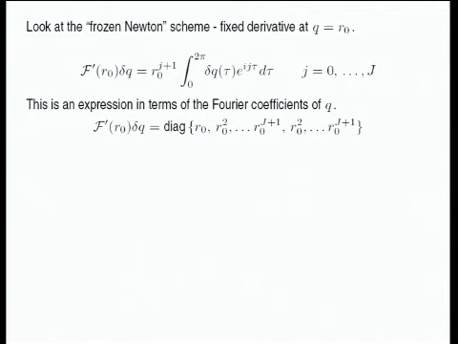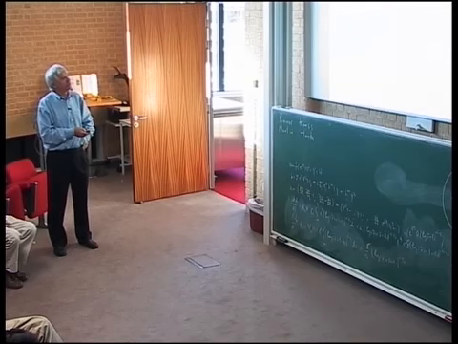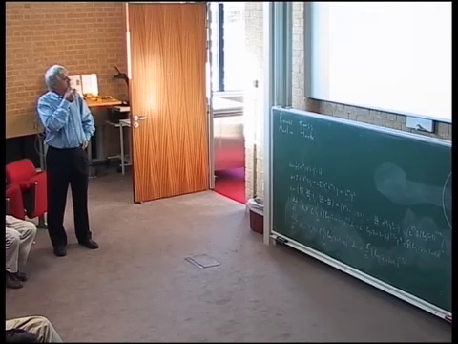If I use the frozen Newton scheme, then it turns out that this derivative is purely diagonal and gives me exactly the Fourier coefficients of my unknown step up. And it doesn't converge as quickly, but you don't have to do any kind of moment problem at all, and it's still amazingly fast. So it's fast and it's transparent.